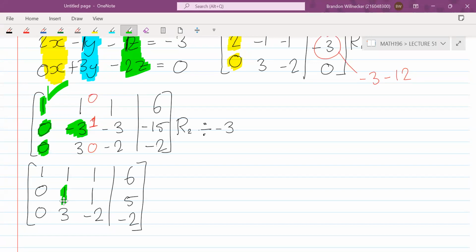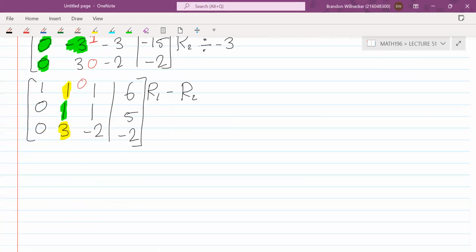Next, the entry above and the entry below needs to be a 0. So this needs to go away and this needs to go away. Okay, we want those to be zeros. So what can we do? Let's look at the top one first. What we could do is take row 1 and minus row 2. Then the ones will cancel. So we're going to take row 1 minus row 2. That will turn the 1 into a 0. Okay, so let's do that.